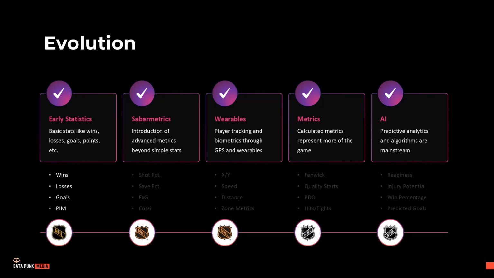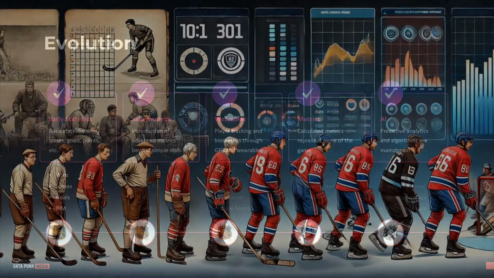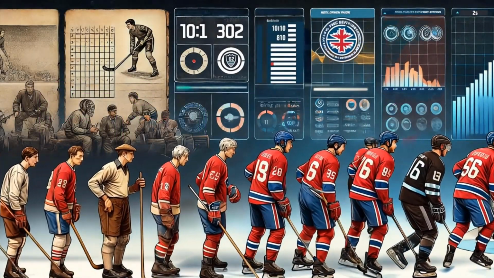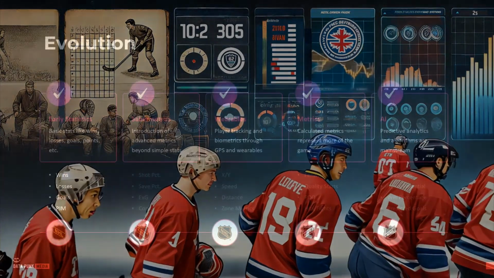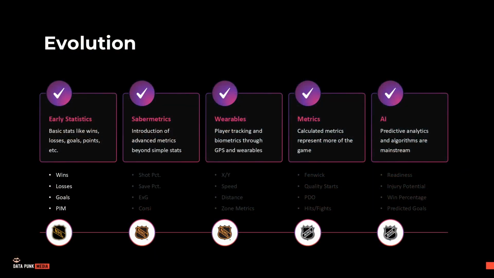Each sport has its own maturity model when it comes to sports analytics. For example, the NHL has 108 years of hockey history, and here you can see how analytics in this sport have matured. In the early days, there were simple stats such as wins, losses, goals, and penalties.